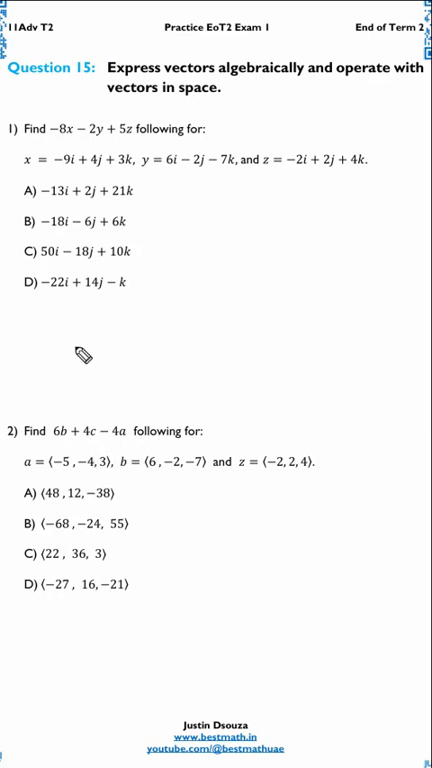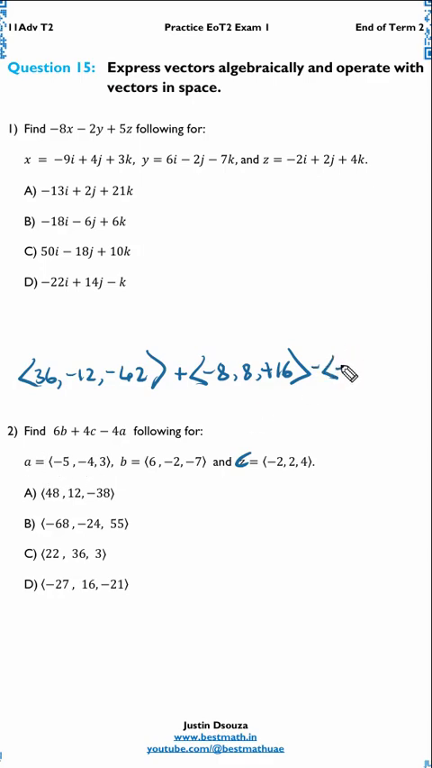The last problem as well, we can do it in the calculator or manually. You can see it's 6b, so this b vector is multiplied by 6 throughout. It'll be 36, minus 12, and 7 times minus 42. The next one is plus 4 times c. I'll just multiply c, this is c not z, by 4. It'll be 4 times 8, minus 8, and it's again 8 and positive 16. And lastly we have minus 4 times a, that's going to be plus 20.